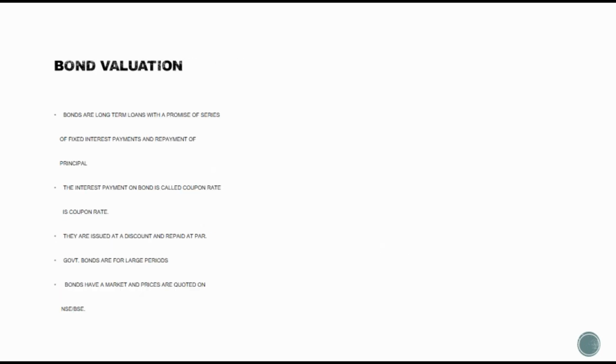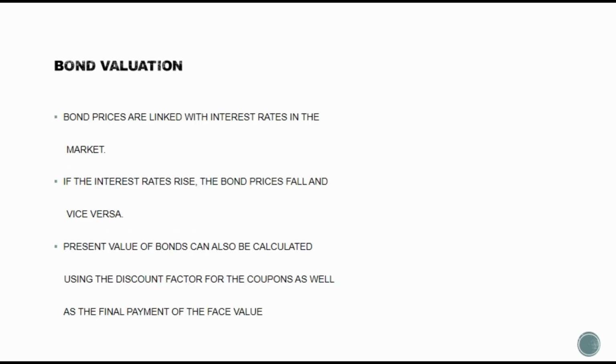Now, bonds are long-term loans with a promise of a series of fixed interest payments and repayment of principal. The interest payment on a bond is called the coupon rate. They are issued at discount and repaid at par. Now, bond prices are linked with the interest rate in the market. If the interest rate rises, the bond prices fall, and vice versa.